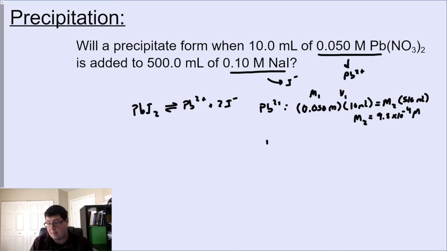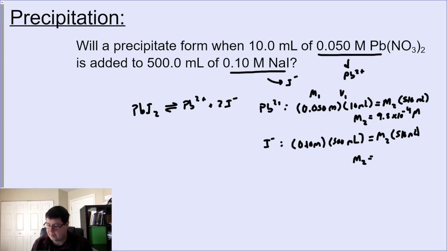I'd have to do the same thing for my iodide here. My iodide M1 is going to be 0.10 molar. It isn't 500 mL to start with. I don't know my M2 yet, but I know that my V2 was once again 510 mL, and so M2 for my iodide, when I calculate it out, is 0.098 molar. So those are my new initial concentrations of Pb2+ and I- in solution.